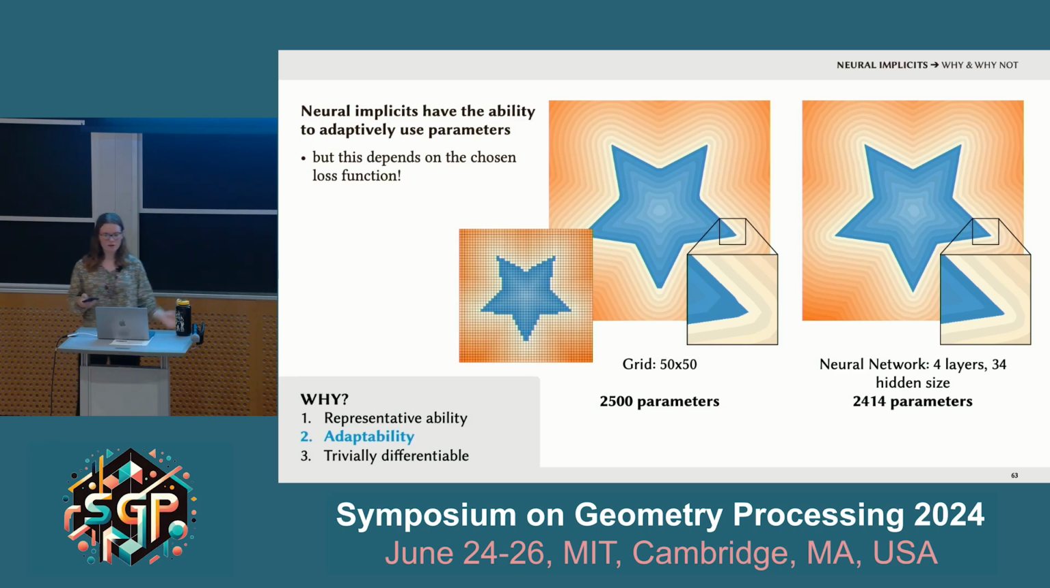If I instead fit a small neural network, like this one on the right, which has the same number of parameters as my grid, actually slightly fewer, because I train this with a loss function that cares more about values near the surface, I'm able to obtain a really nice fitting of the surface.